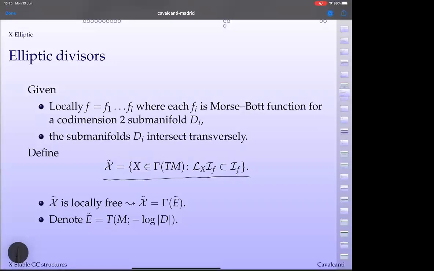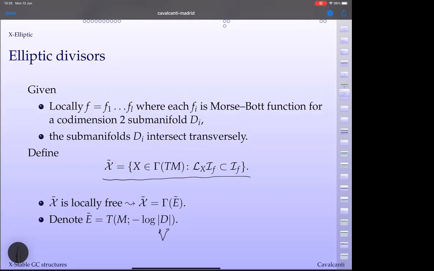So it's again going to be sections of a vector bundle, and you give it a name. The name is just the same one as before, but now you have an absolute value around D, and you call that the elliptic tangent bundle. Okay, so now the F is a real function. This X is actually real vector fields, and this is a real Lie algebroid.